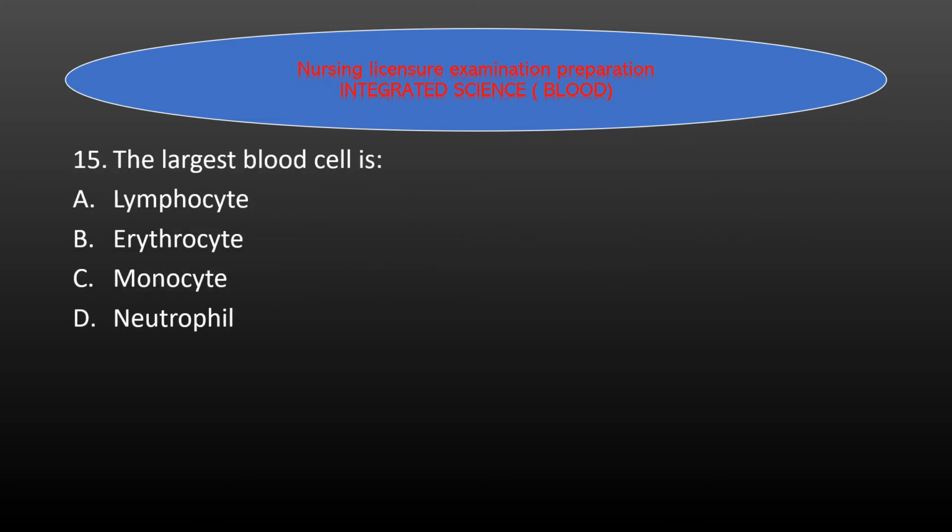Question number 5. The largest blood cell is option A lymphocyte, option B erythrocyte, option C monocyte, option D neutrophils. And the correct answer is option C, monocyte.